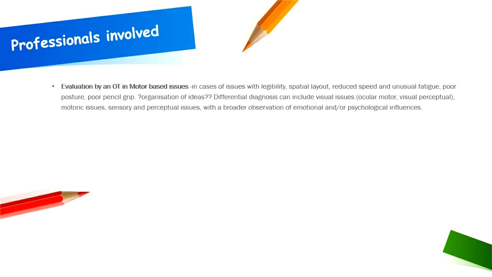So as you can imagine from the information we've covered on the previous slides, multiple professionals are necessary in order to examine all aspects of the handwriting process. An OT would evaluate motor-based issues, for example, difficulties with legibility, speed, fatigue, poor posture, poor pencil grip, difficulty with organising of ideas, visual perceptual difficulties, motor difficulties, and sensory difficulties.